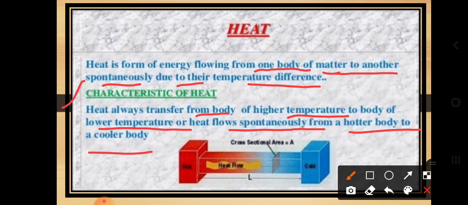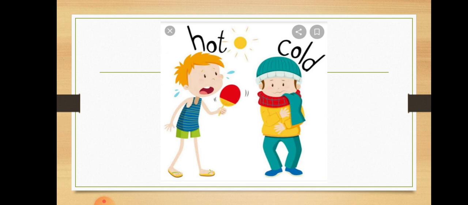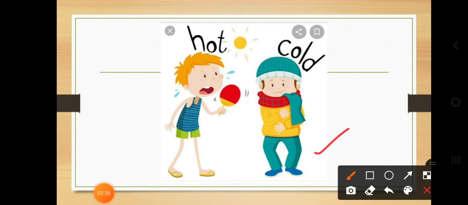Let us understand heat in our day-to-day life. Here this boy is feeling hot, so he wears shorts like a half pant and a sleeveless t-shirt. The second boy feels so cold, so he has covered his whole body: a sweater, a cap, shoes, a muffler, all those things. Why? Because he feels so cold.